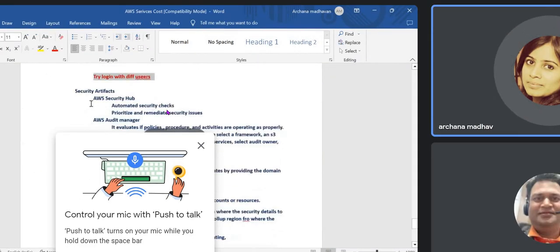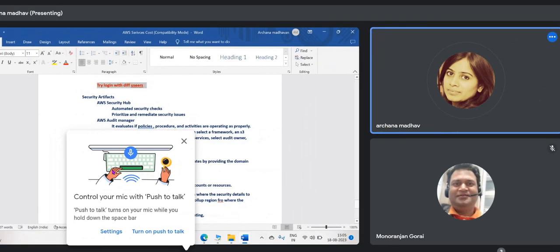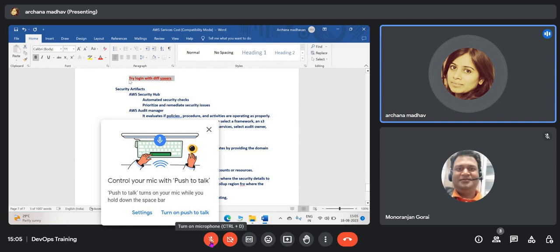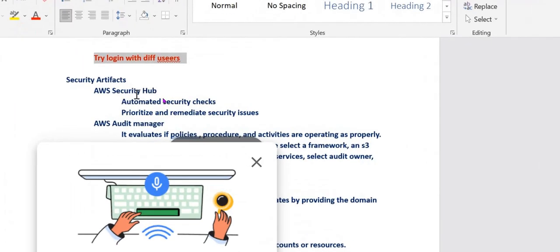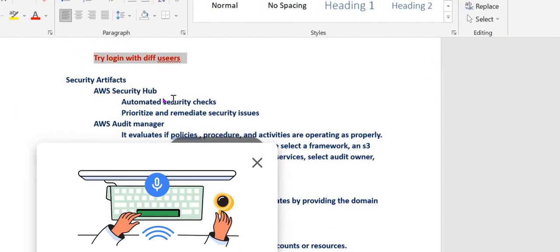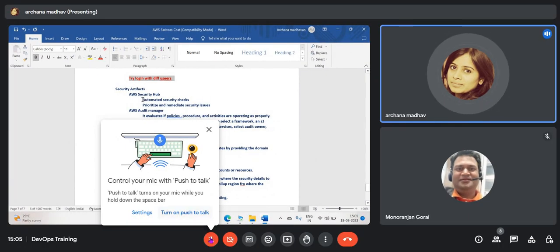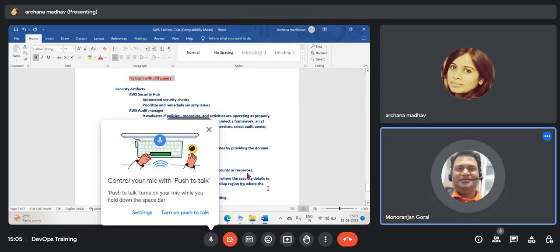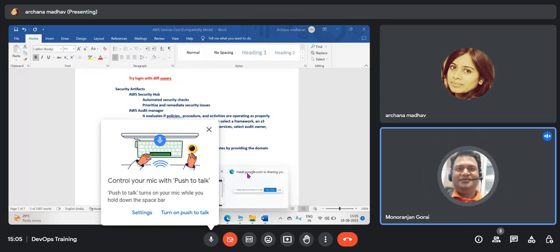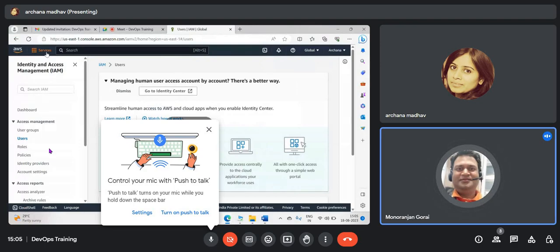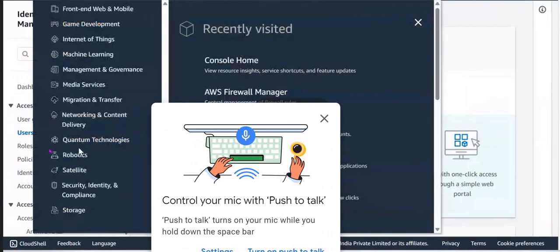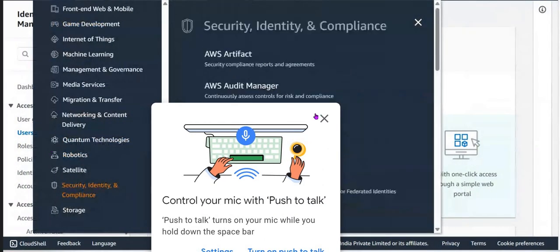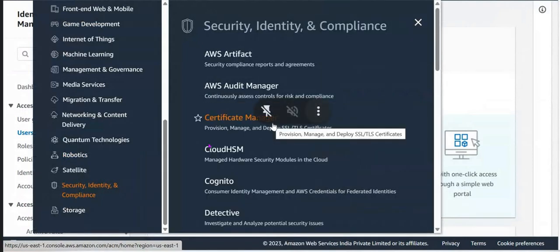Now I have checked the security artifacts, where we have a Security Hub service where we can get security checks automatically. What you do then is open that menu, right? Go to the left side menu, and let's cover one by one so that we don't miss the important ones. Okay, fine.